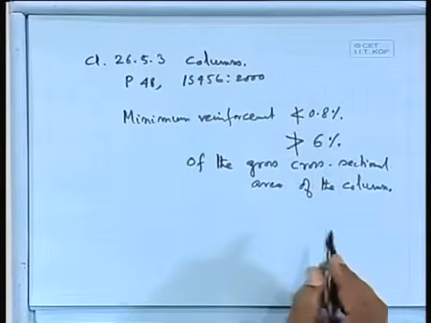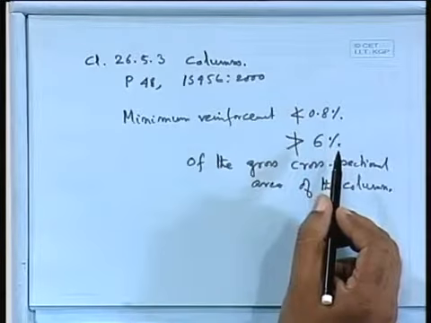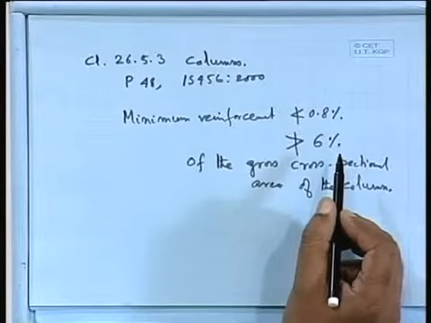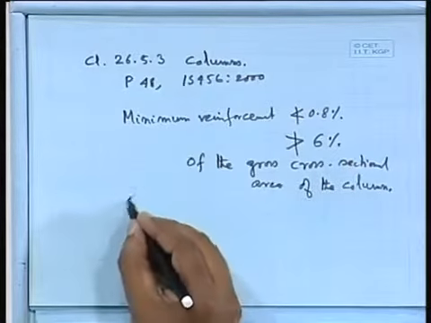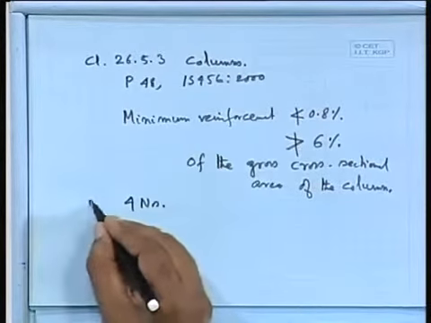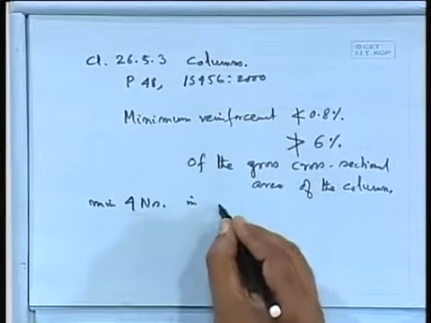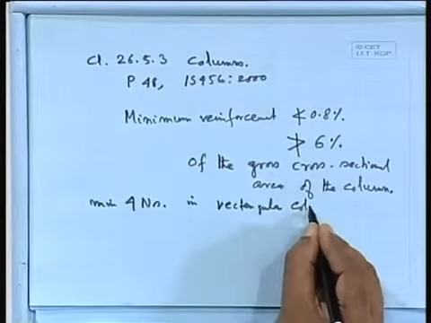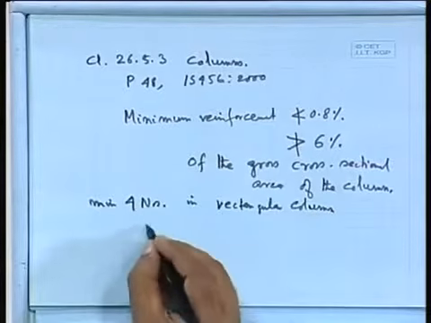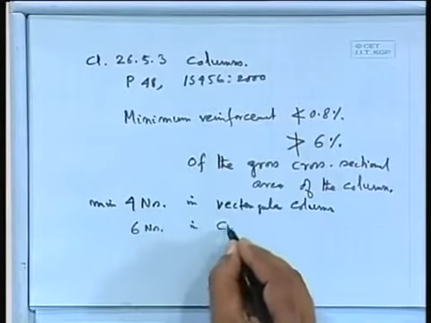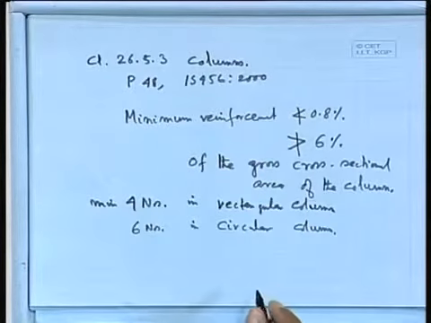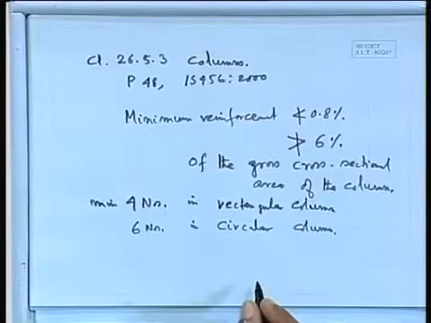So this is the one that we should always follow. The minimum number of longitudinal bars provided in columns shall be 4 in rectangular columns and 6 in circular columns. So minimum 4 numbers in rectangular column and 6 numbers in circular column. The bars shall not be less than 12 millimeter in diameter.